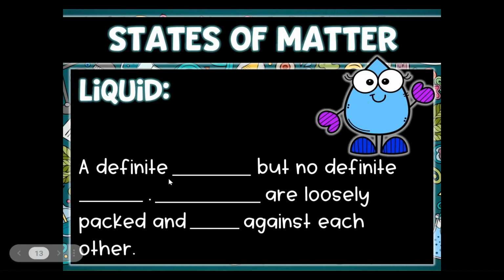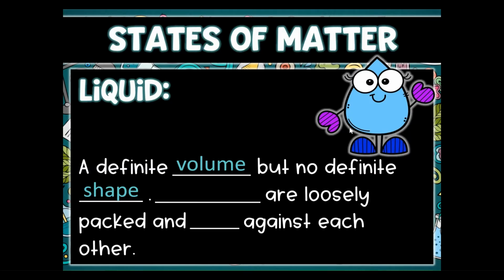Now, let's dive into liquids. Liquids are slightly different though. Liquids have a definite volume, but no definite shape. Meaning that if I start off with 2 gallons of water, I'm gonna have that same 2 gallons of water. The only difference is that now they have a different shape. They have no definite shape.